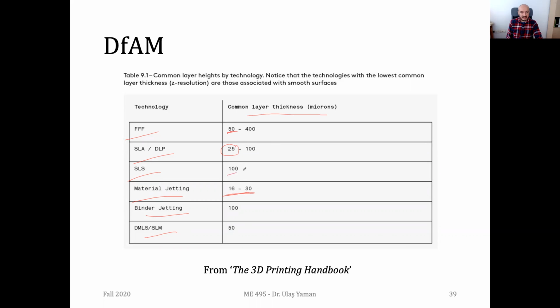And we have high numbers for SLS and maybe binder jetting. So you should be aware of this issue and select your design, select your additive manufacturing technology accordingly, since they will directly be affecting the surface qualities. Because of the staircase effect, even on, let's say, a vertical surface, you will have such bumps on the vertical surfaces.